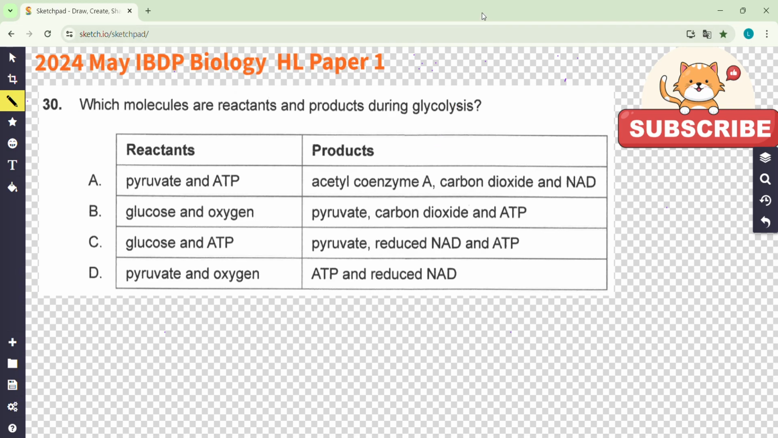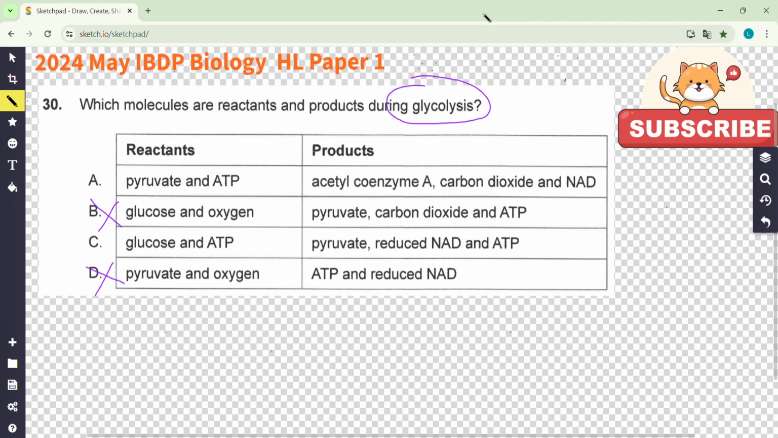Question 30 is about the details of glycolysis. But first, bring it to your mind: glycolysis, does it need oxygen? No. So which options are incorrect? B and D. And then you need to, from your long-term memory, recall what glycolysis is, from what to what.